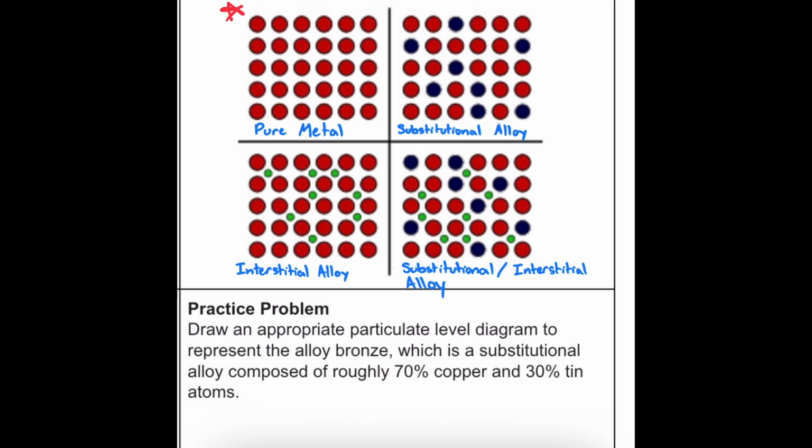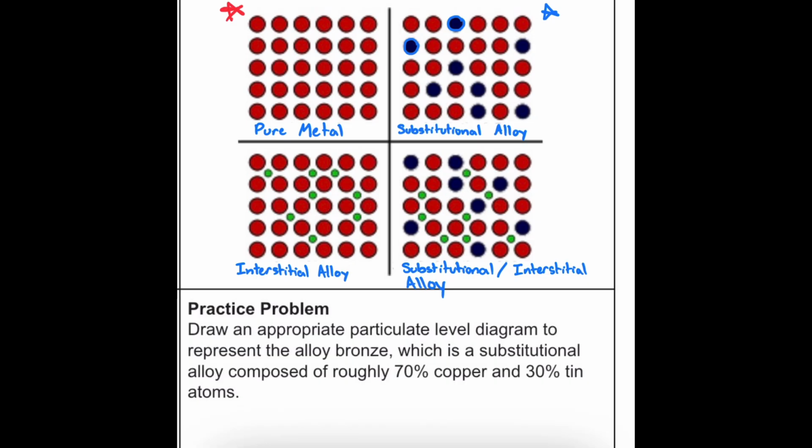So up here on the left-hand side, we have a sample of pure metal. You can see that it's pure. All the dots look exactly the same. They all represent atoms of the same metal element. But if you look over here on the upper right-hand side, we see what's called a substitutional alloy, which basically means that atoms of a different metal element, like these blue dots that you're seeing here, have substituted in for some of that original metal atoms.